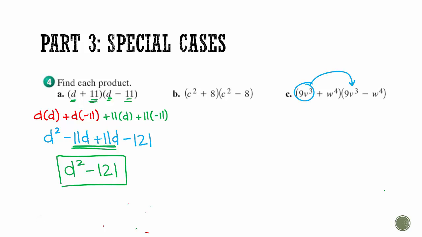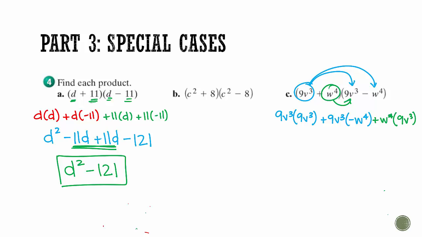Take this, multiply it by that. So 9b cubed times 9b cubed, and then 9b cubed times negative w to the fourth. And then we'll do w to the fourth times 9b cubed, and then w to the fourth times negative w to the fourth. Hopefully you're catching on and know what's going on here.